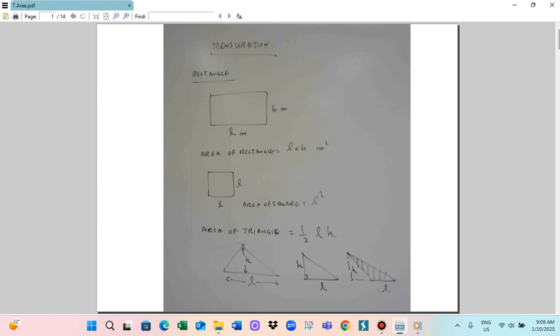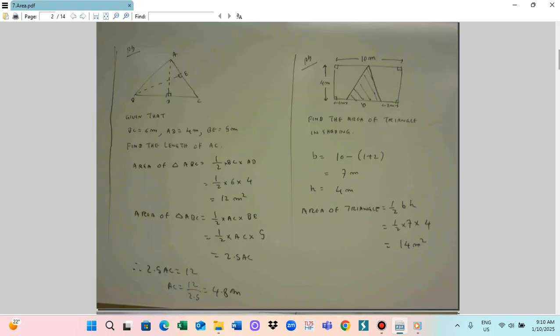The triangle can also look like this. The height can be here, this is a right angle triangle. This is H. Or that kind of triangle, with the length and the height H. So although the figures are different, you can still calculate the area of the triangle as half multiply the height and the length.